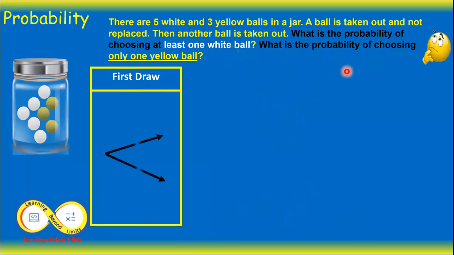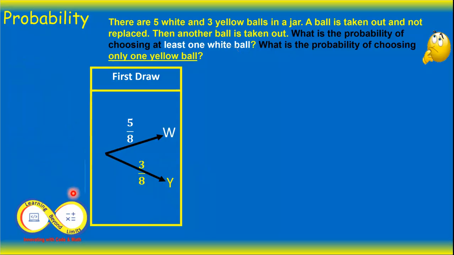In the first draw, we have two outcomes. We could get a white ball, and the probability of getting a white ball would be 5 out of 8, 5 white balls out of a total of 8 balls. We could also draw a yellow ball, and the probability of drawing a yellow ball is 3 yellow out of a total of 8 balls.